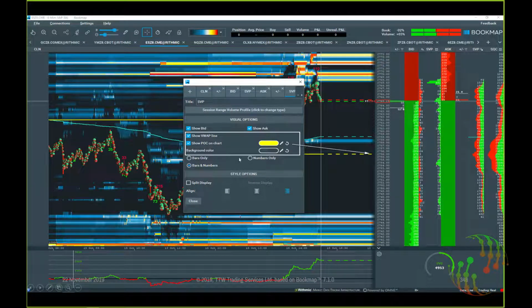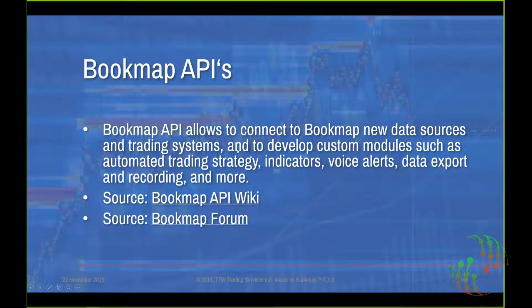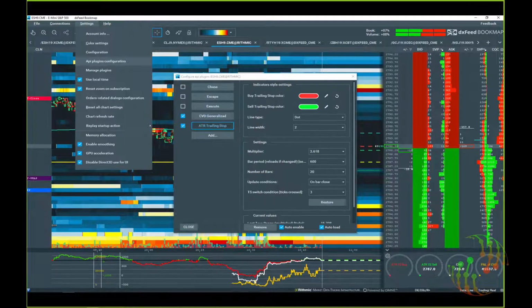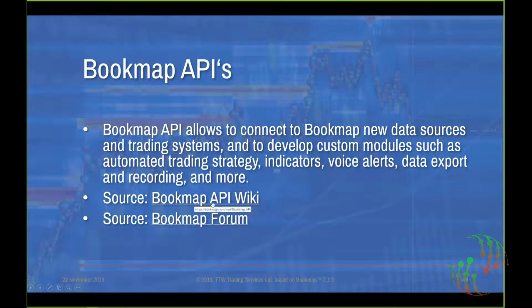This is the setting. It's very clear. Bookmap APIs. I don't want to comment on this, but you can write an external indicator and add it to Bookmap based on Bookmap's APIs. They are open, and they are described in the Bookmap API Wiki. Follow this link, please. And there's a Bookmap forum. You can find a lot of useful information about Bookmap's APIs, application program interface.